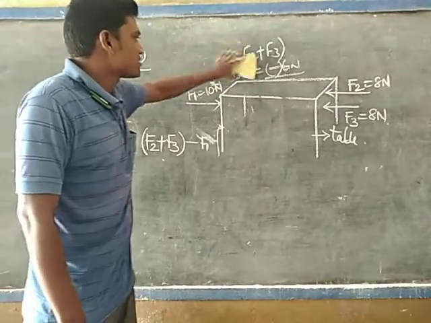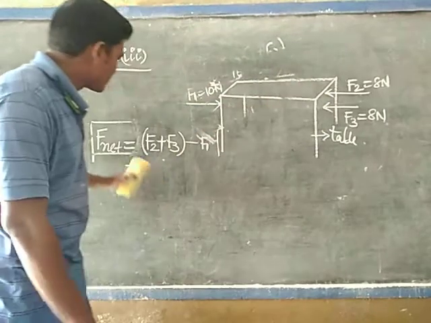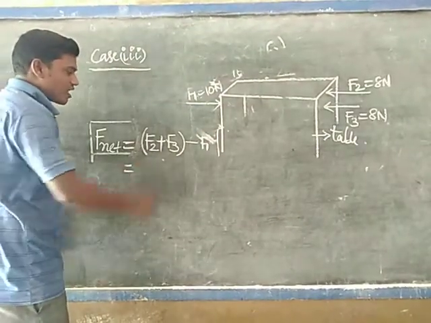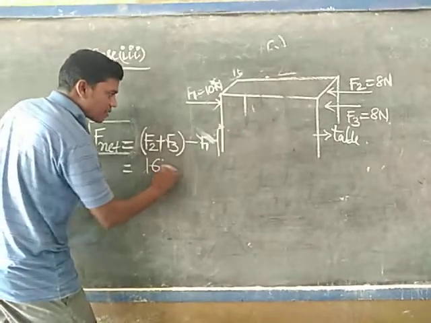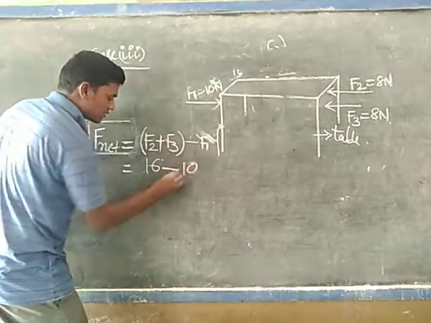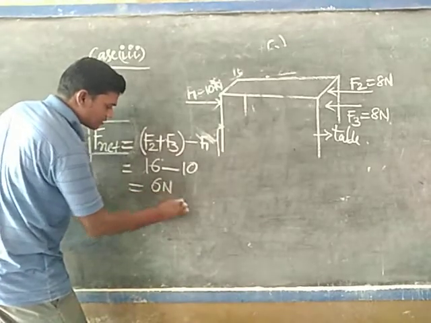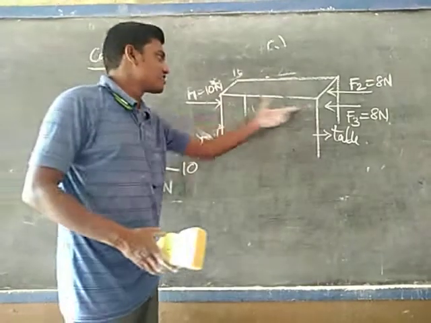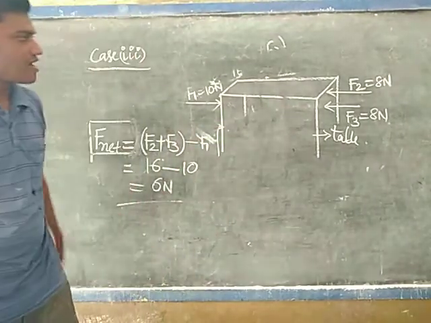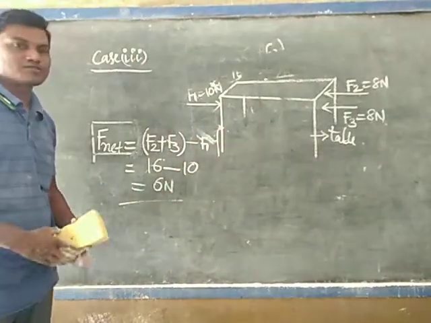For you it is somewhat difficult, that's why I go for the simplest method here. F2 plus F3 means 8 plus 8, 16, minus F1, which is 10. That's why 6 Newton is the net force acting on the body. In which direction? West side direction, which is opposite to F1.